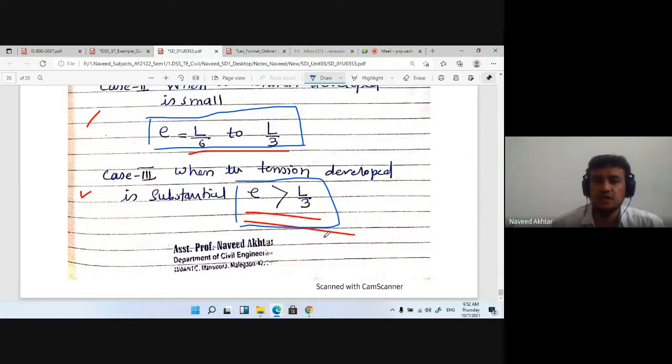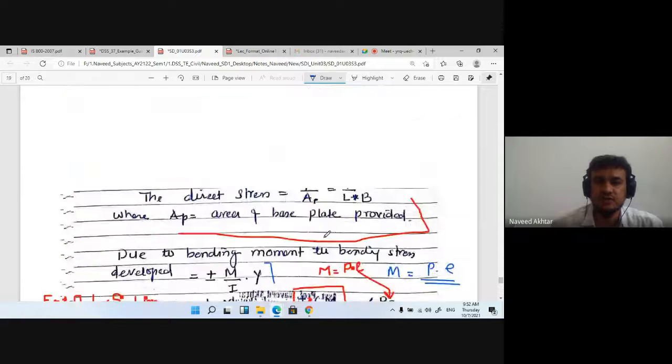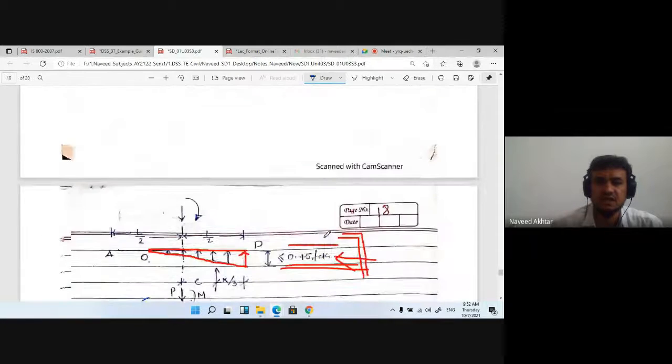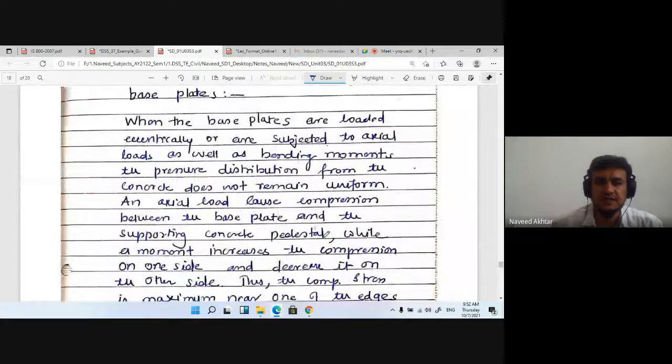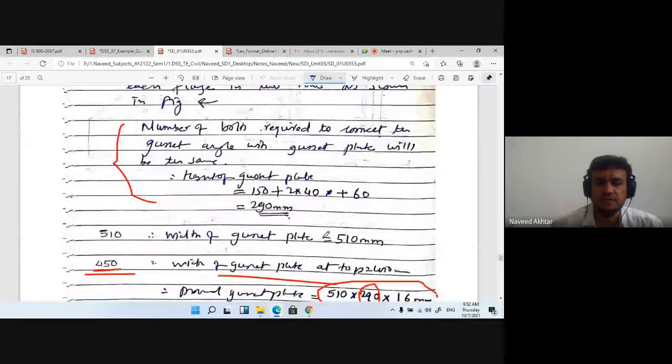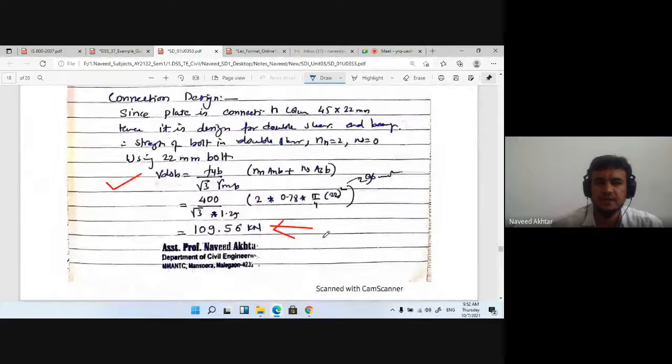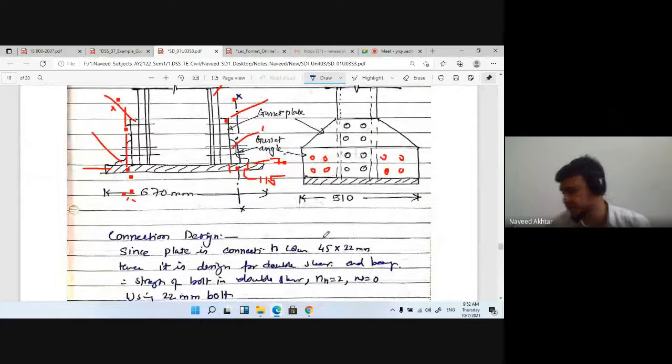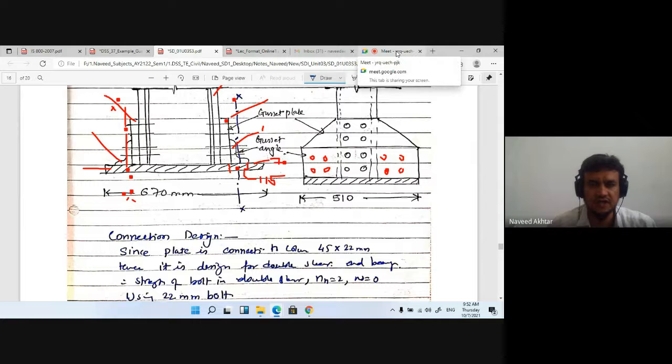So this is all about the theory of the moment resisting base. That is all about unit number 3 part B. So today our unit number 3 is also completed. Okay. So again I will share these notes on Google Classroom. You can go through it and solve the examples. Okay. I will share the assignment also. We'll stop here. If you have any doubt, you can ask me.